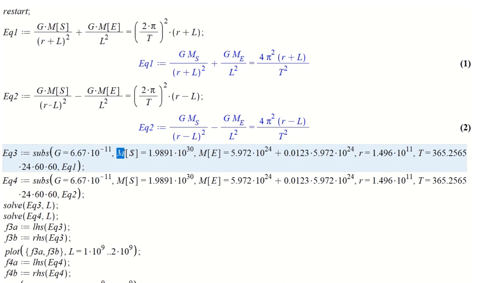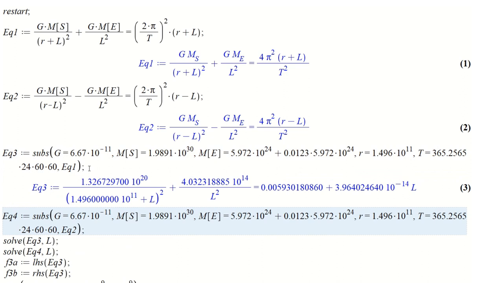the gravitational constant, mass of sun as 1.9 into 10 power 30 kilograms. Mass of earth is 5.9 into 10 power 24. Here I am adding 0.0123 times mass of earth as mass of moon. So mass of moon is small as compared to mass of earth, but we are adding this as a correction in calculations. And R is the distance between center of sun and center of earth, and the time period of the motion is 365.25 days, each day of 24 hours, each hour of 60 minutes, and each minute of 60 seconds. This whole stuff is being substituted in equation number 1. So by pressing enter, I can get the requisite equation.